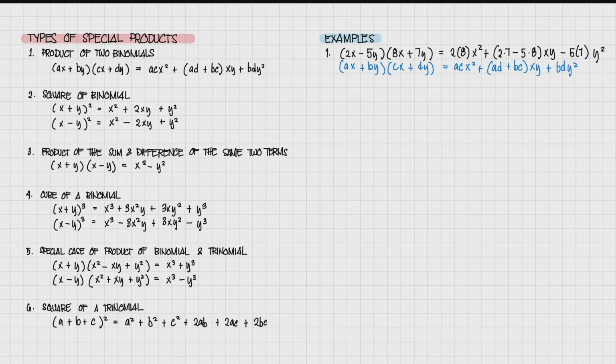So we could further simplify this. Let's simplify this further. We'd get 16 x squared minus 26 xy minus 35 y squared. And that's the final answer for our first example.